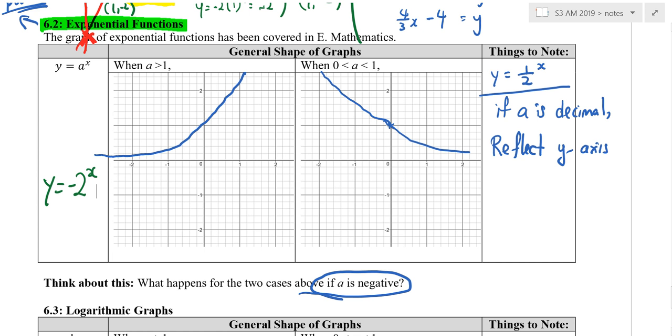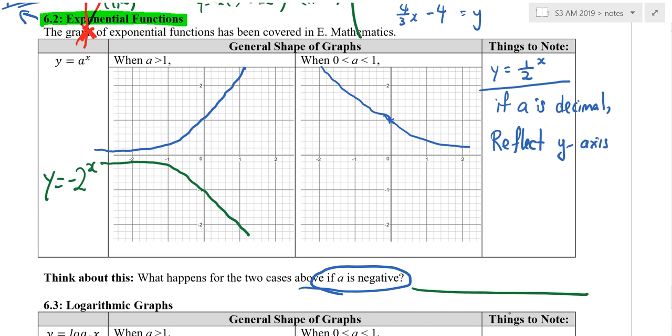Then you can safely answer. Hey, easy lah this one. Hello. I just reflect where? X-axis, huh? Yes. Later when you learn trigo graph, it's like that as well.